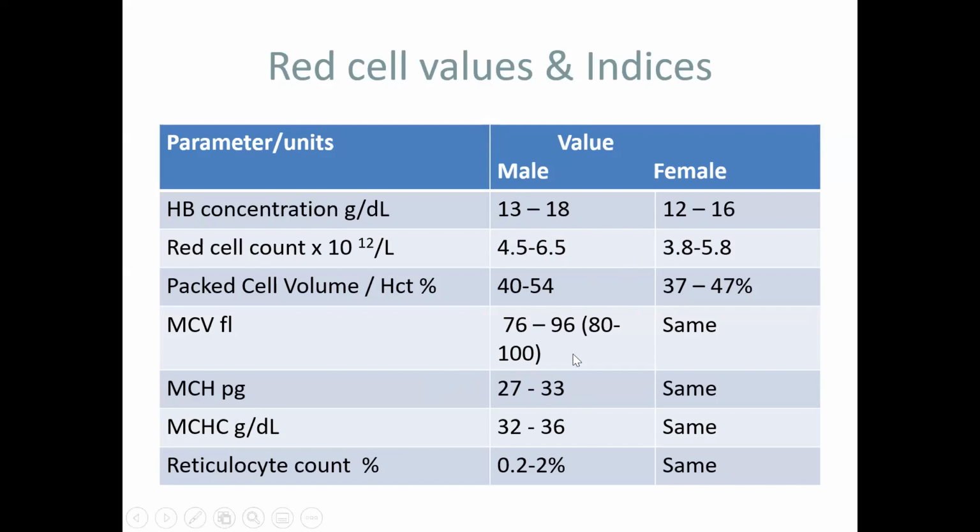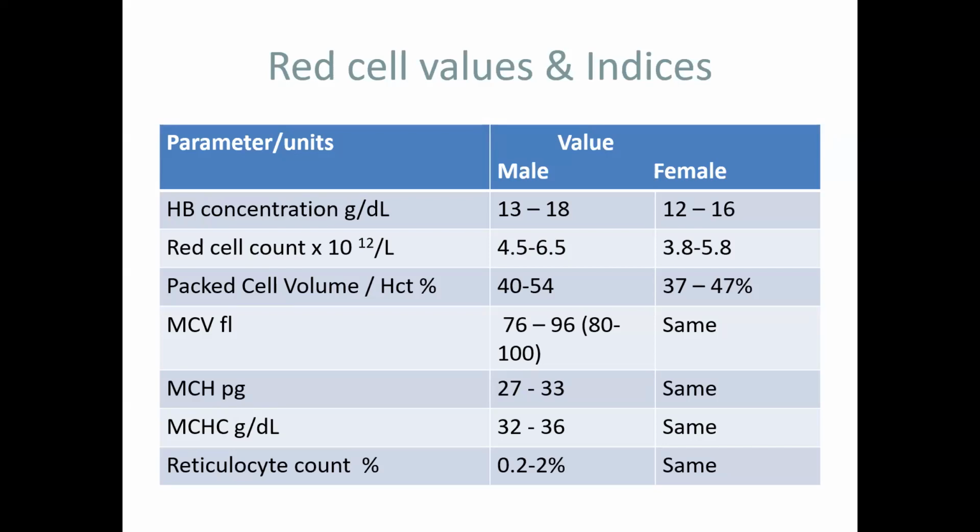Next, we go to the mean corpuscular volume. This mean corpuscular volume, remember I said, is a measure of the red cell size, and it is in femtoliters. And in the male and the females, it is the same, 76 to 96 femtoliters, or you may see it being given as 80 to 100 femtoliters.